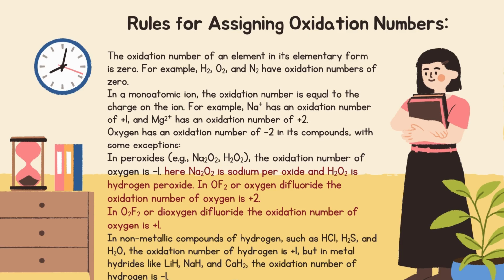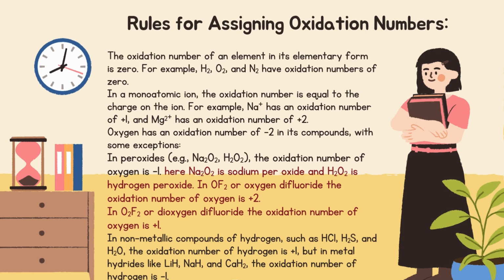Oxygen has an oxidation number of -2 in its compounds, with some exceptions. In peroxides, e.g. Na2O2, H2O2, the oxidation number of oxygen is -1. In O2F2, dioxygen difluoride, the oxidation number of oxygen is +1.